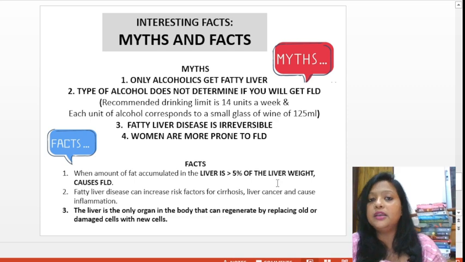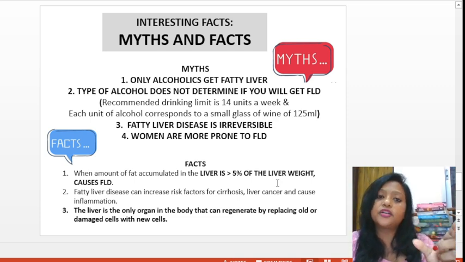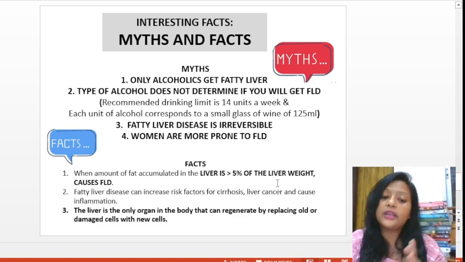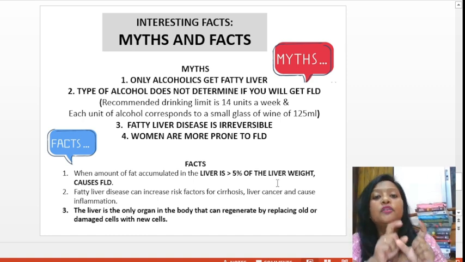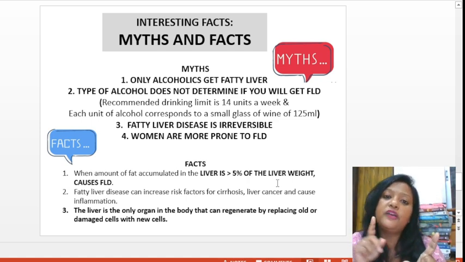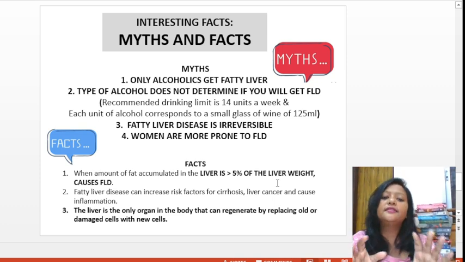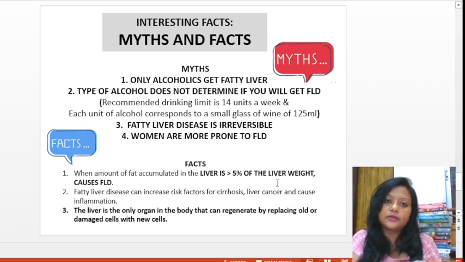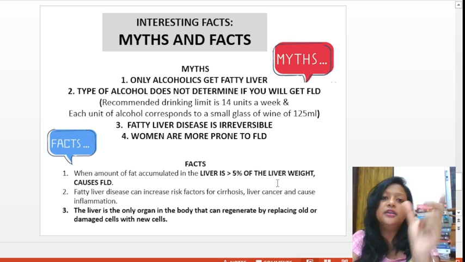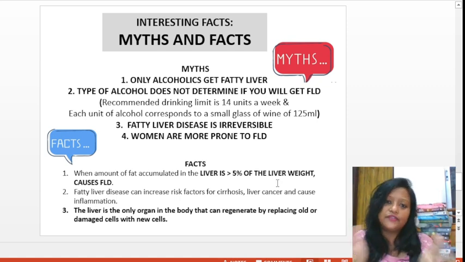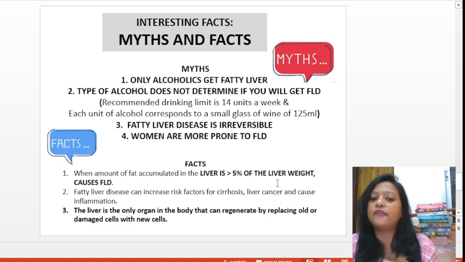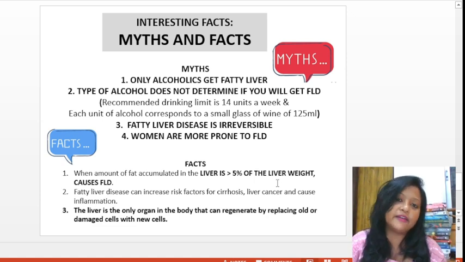The recommended drinking says that you can have 14 units a week. Okay, 14 units a week. If you see, 1 unit of alcohol is equivalent to a 125 ml small glass of wine. This is just a recommended consumption amount, but don't think that if I have that I will not have fatty liver disease. You can still have fatty liver disease.